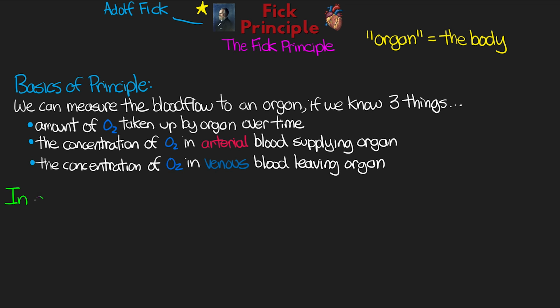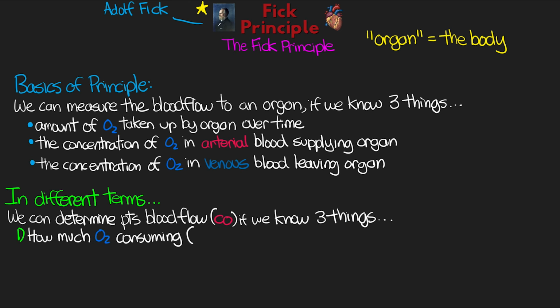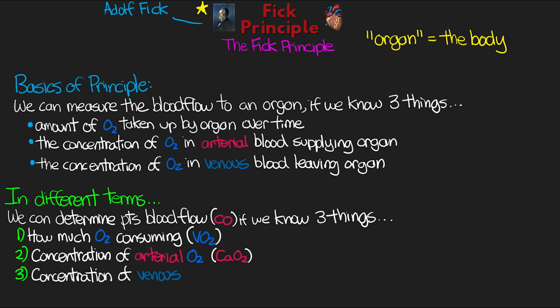So to put all this in terms that make a little more sense in the context of caring for patients in the ICU, we can determine our patient's blood flow, aka cardiac output, if we know three things. One, how much oxygen our patients are consuming. This would be their VO2. Two, the concentration of arterial oxygen, or CaO2. And three, the concentration of venous oxygen, also known as our CvO2. Now, we'll discuss this more in a minute, but hopefully you can see how these are all things that we might be able to easily determine.